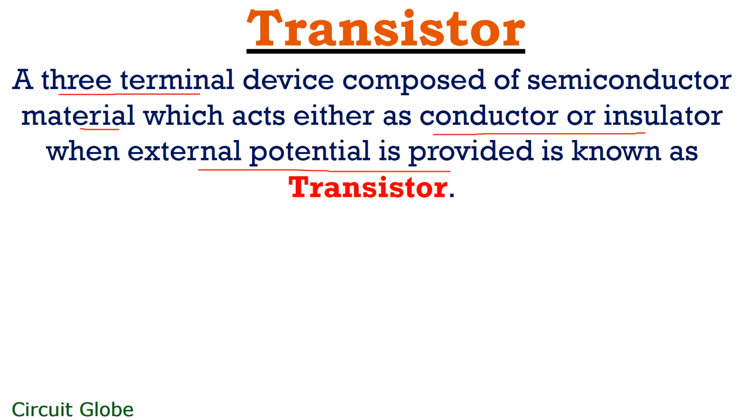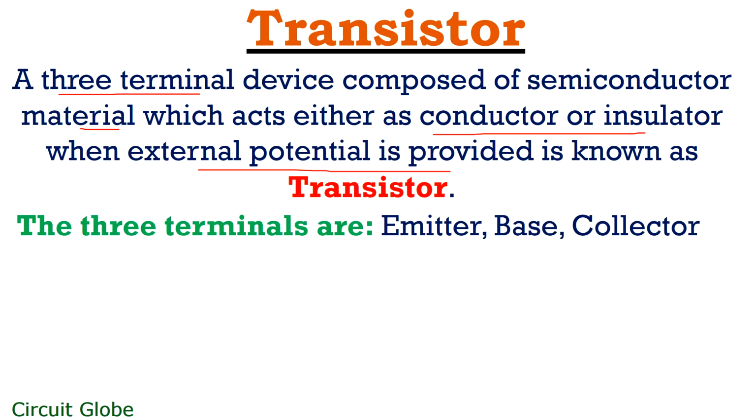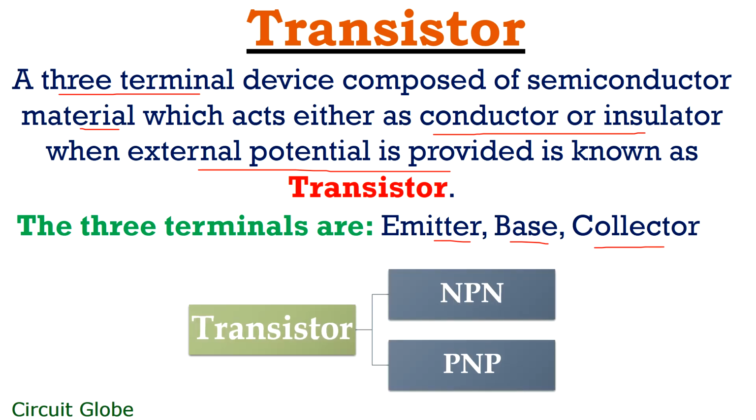This indicates the transfer of resistance from one channel of the circuit to another, and due to its ability to change its states, it possesses two fundamental functions that are switching and amplification. It is formed by a combination of two p-n junctions that collectively produce three terminals: emitter, base, and collector. A transistor is mainly classified into two categories, namely NPN and PNP. And in this video lecture, we will understand the differences between NPN and PNP transistor.